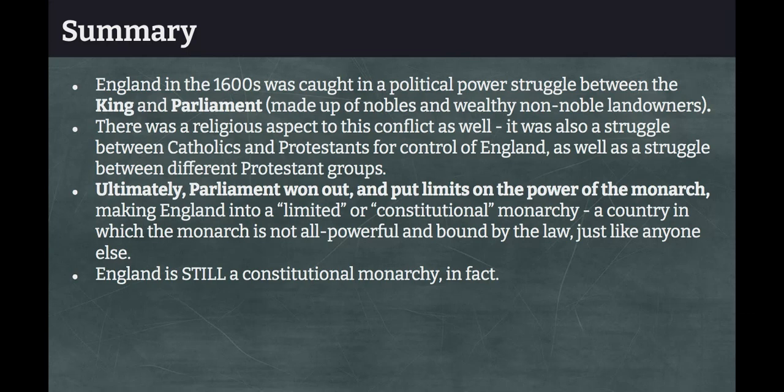Now, just to give you the end of this conflict before we even go into it, Parliament's going to win. And what they're going to do is England's still going to have a monarchy, but Parliament is going to put limits on the power of the monarch. And this is going to make England into what we call a limited or constitutional monarchy, which is a country in which the monarch is not all powerful, so it's not an absolute monarchy.